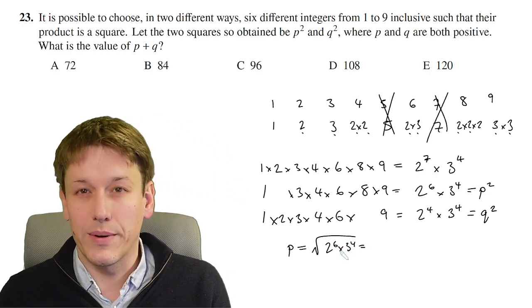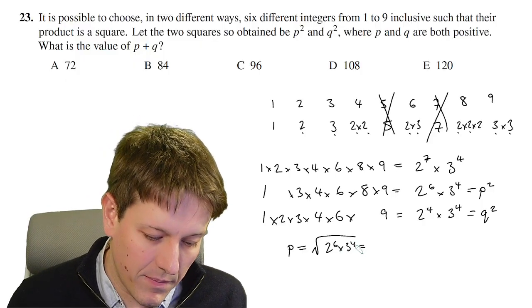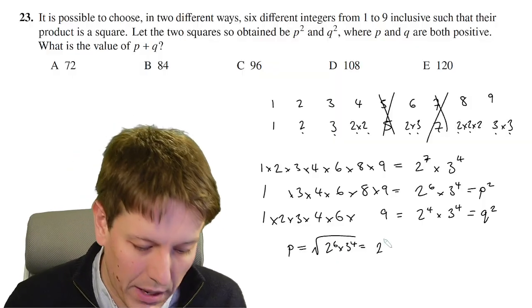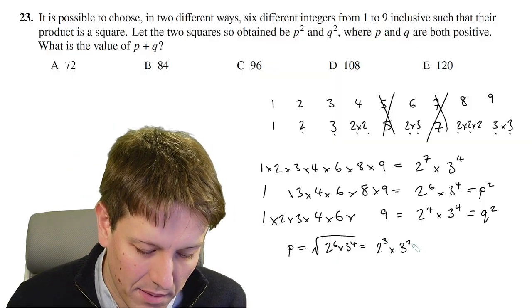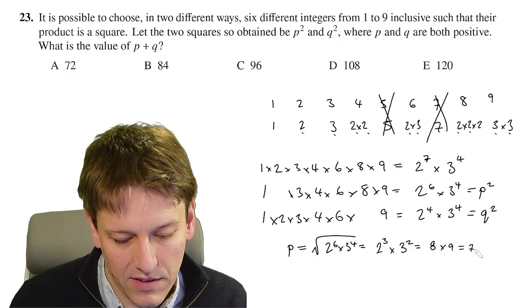Well, by the work we did at the start to show square numbers have even powers, the square root of this is just half of it. You just need to halve each of the powers, right? So I'd get 2 to the 3 times 3 squared. So that would be 8 times 9, which is 72.